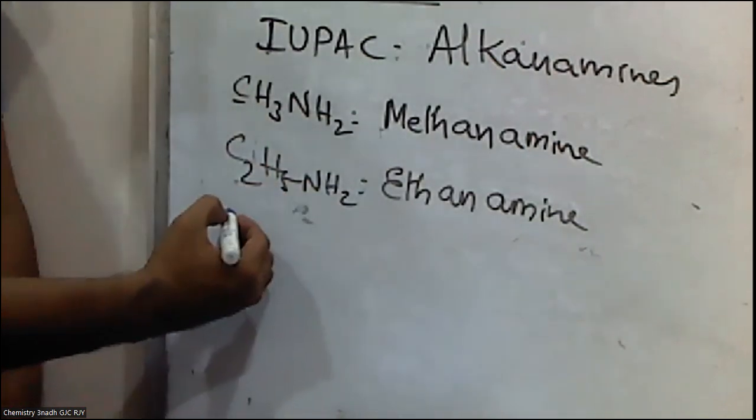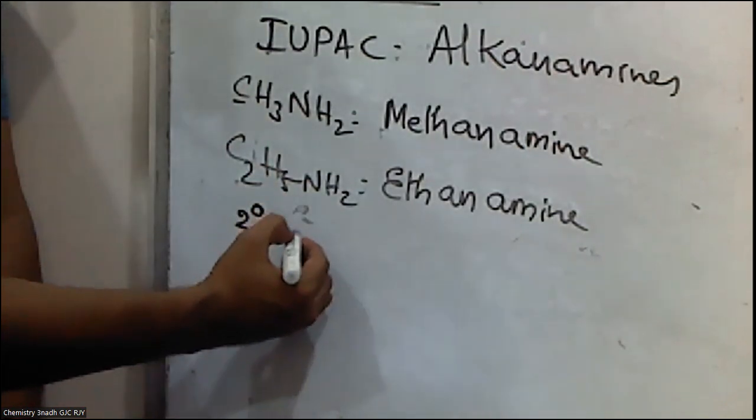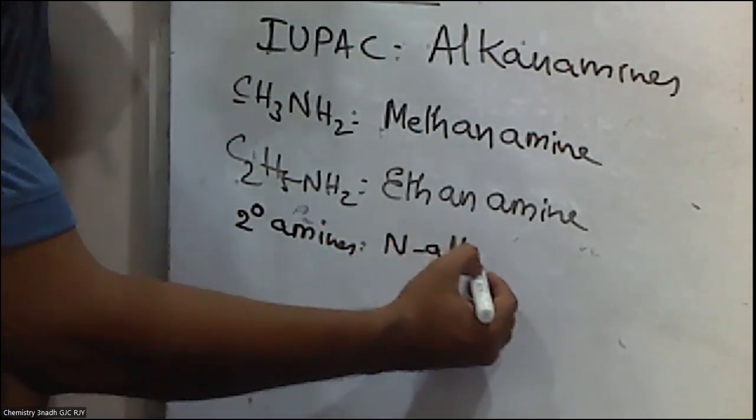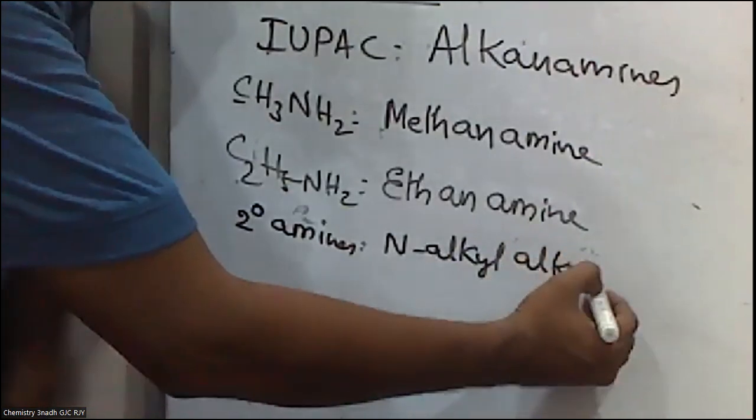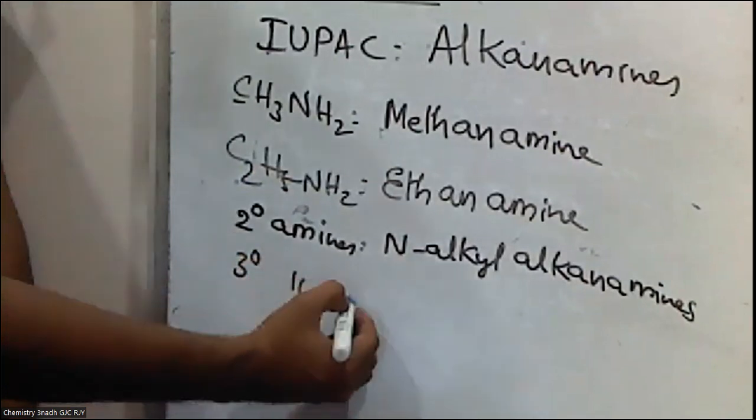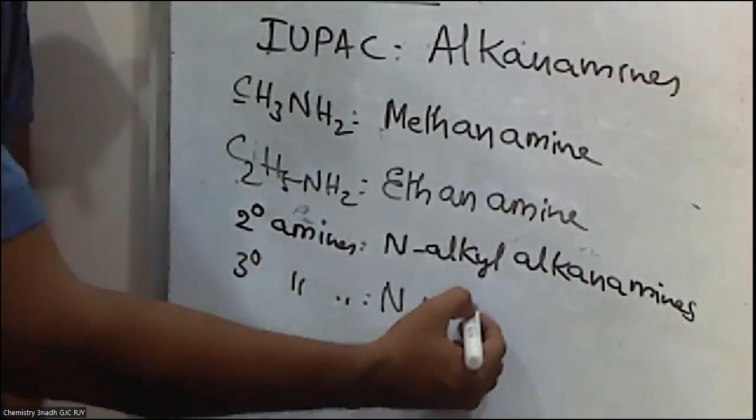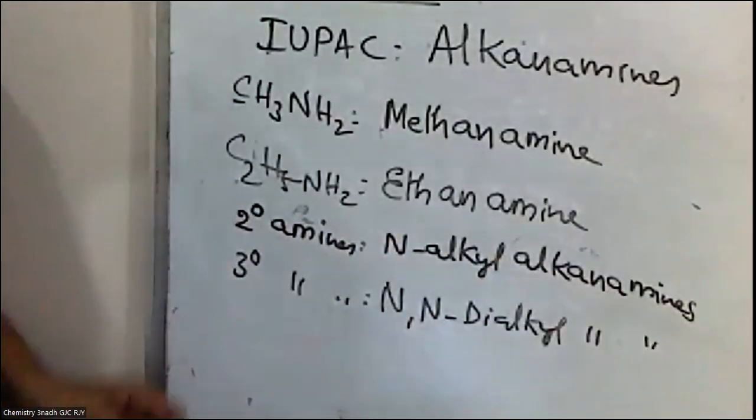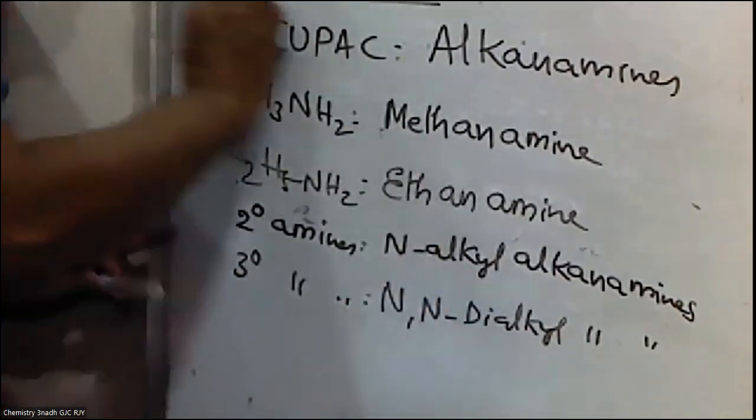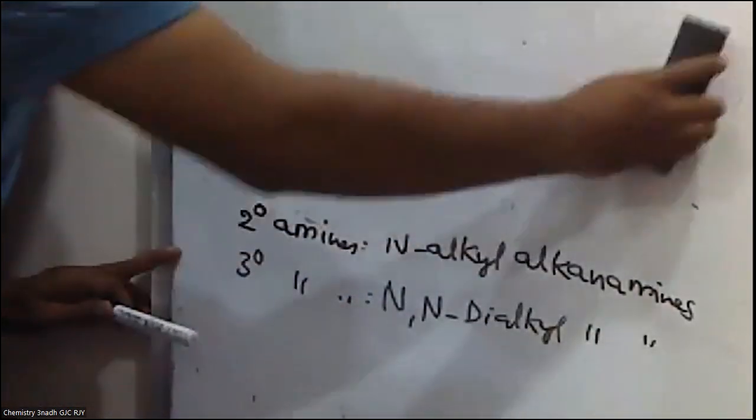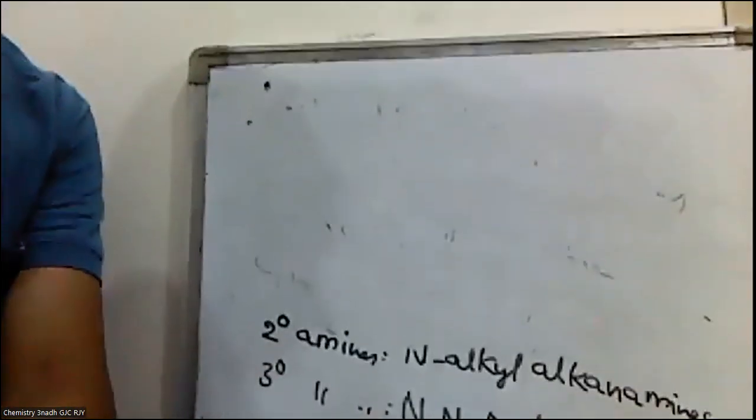In the IUPAC nomenclature system, secondary amines are called N-alkyl alkanamines, and tertiary amines are written as N,N-dialkyl alkanamines. If it is a primary amine, it is written as alkanamine.